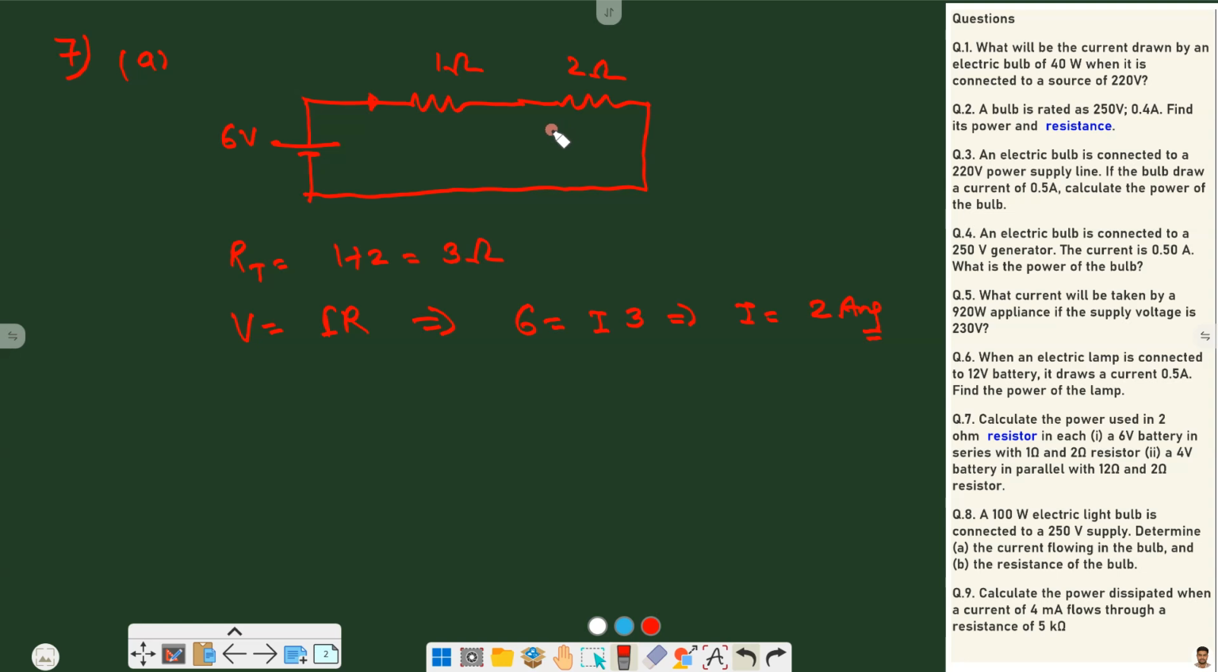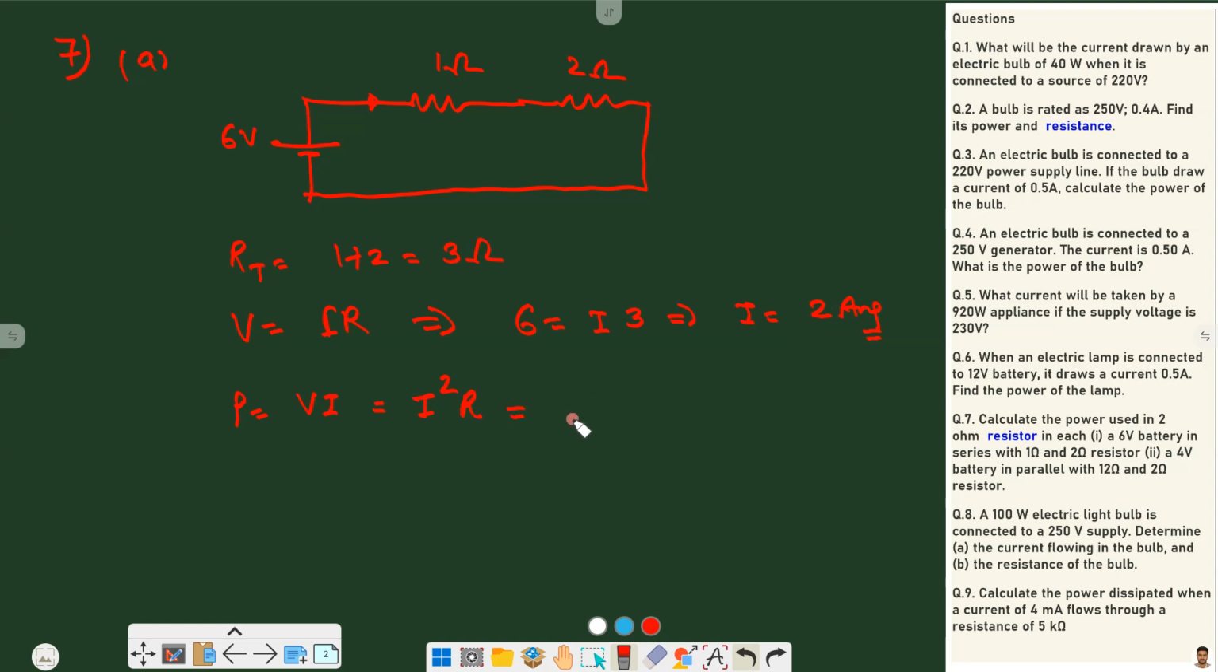From this we can now calculate the power. Power is VI, but we don't know the voltage across this 2 ohm resistance. Keep in mind that voltage will be different in the case of series. In series current is the same, voltage is different. In parallel voltage is the same and current is different. So we cannot use this formula. We have to convert: we will put V equal to IR, so it will come as I squared R.